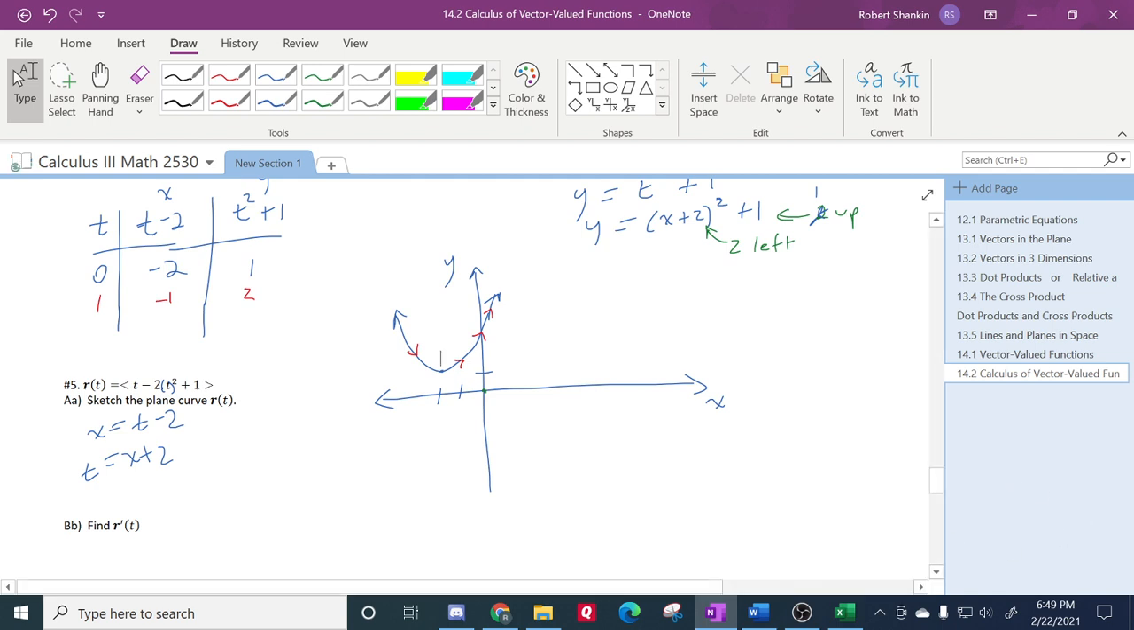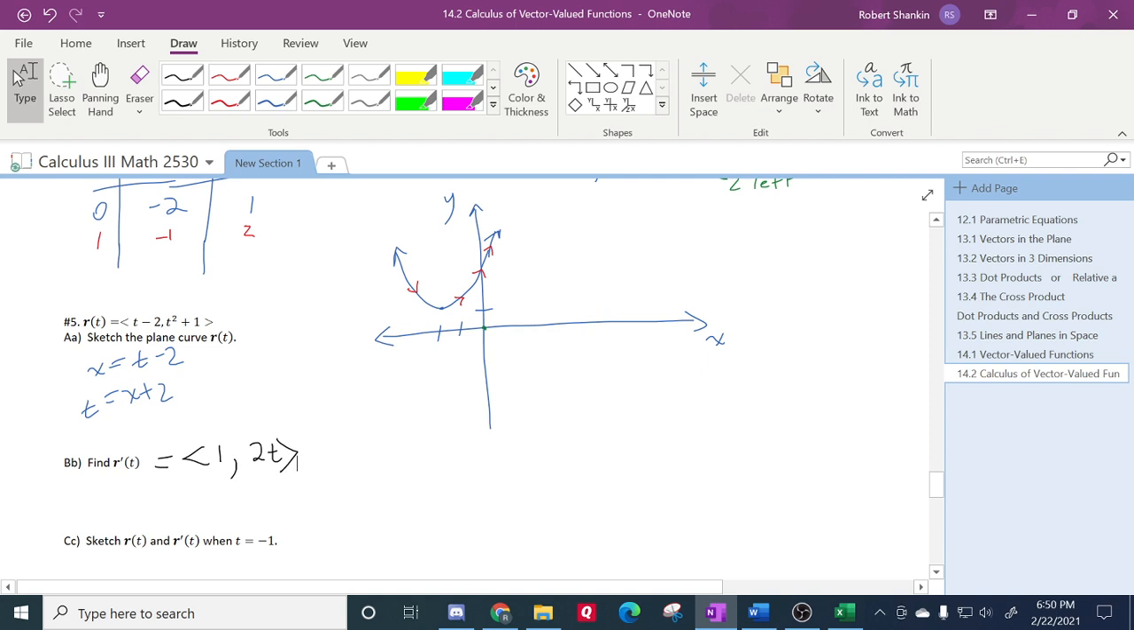Alright. And then find r prime of t. I'll give you 30 seconds to find r prime of t. So r prime of t, you just take the derivatives of these. The derivative of t minus 2 is 1, and the derivative over here is 2t.